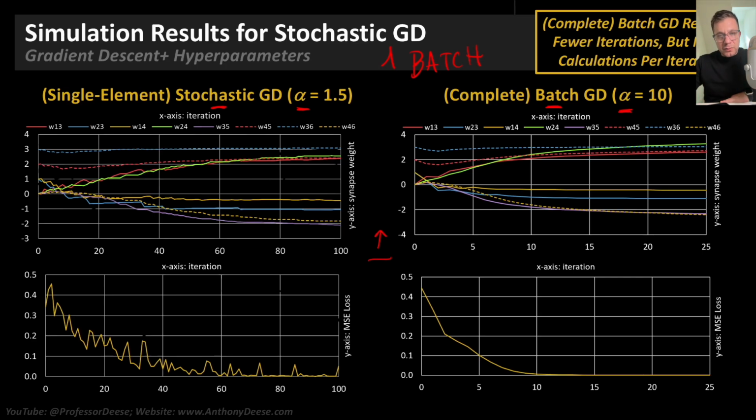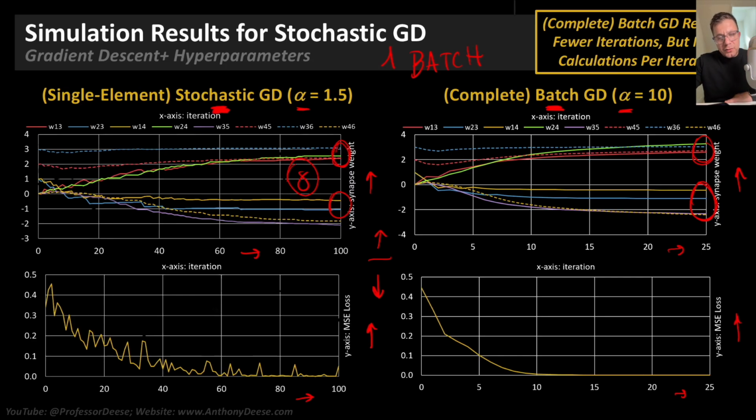In the top half of the screen, we have two graphs. Both have the iteration number on the x-axis, as well as the synapse weight value on the y-axis. Because the neural network model used, for example, has 8 synapse weights, we see 8 lines. Both of these, the stochastic and the batch gradient descent, converge to similar-ish synapse weight values. In the bottom half of the screen, we see two graphs. Both have the iteration number on the x-axis, and the mean squared error loss on the y-axis.